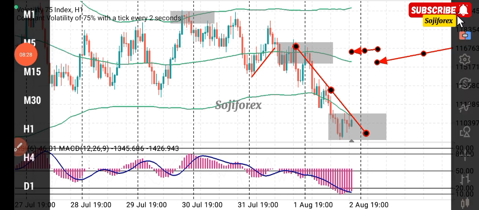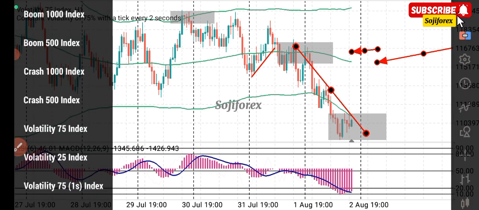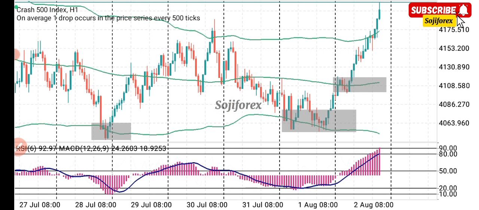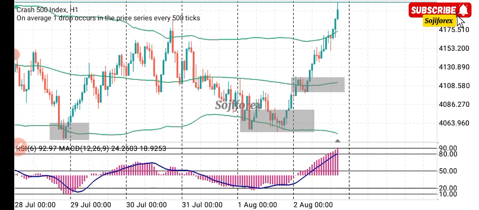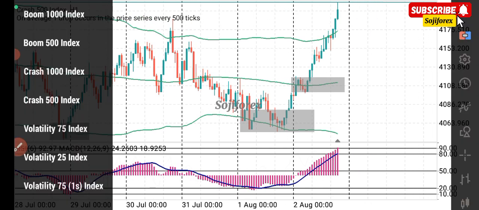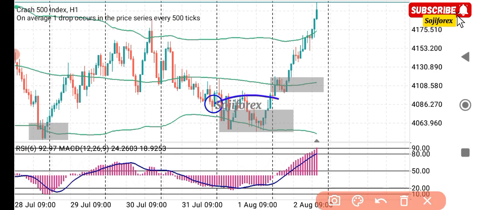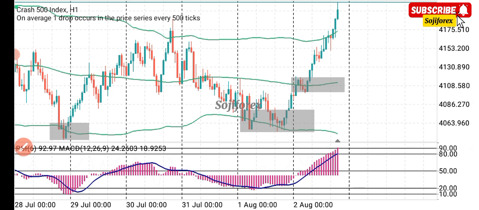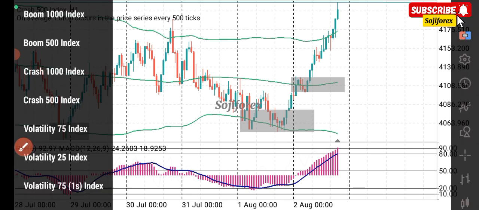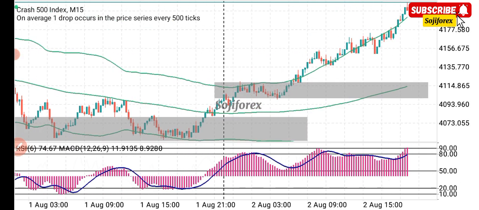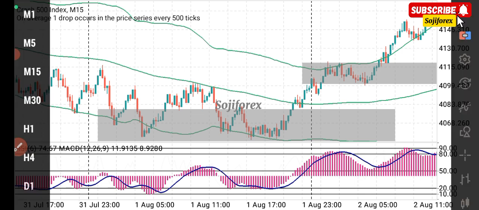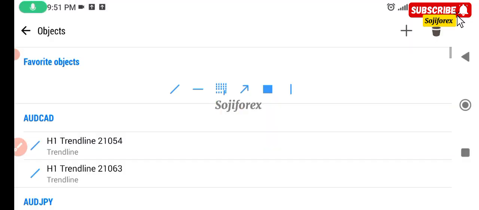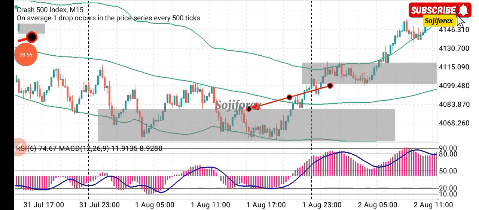Okay, so let's look at Crash 500 or Crash 1000. Okay, this is Crash 500, and beautifully I already highlighted the point. You can see that this marked zone is at our lower Bollinger Band, which means we are looking for an opportunity to buy. So what do? We move to our 15-minute time frame, and here we are on our 15-minute time frame. You can see how price behaves. So price on our 15 time frame too is at the lower Bollinger Band.